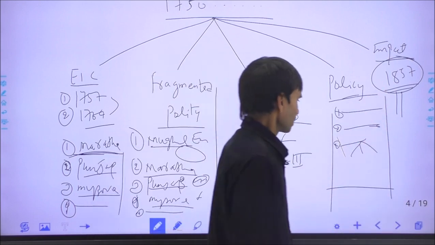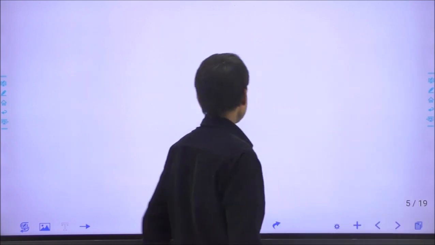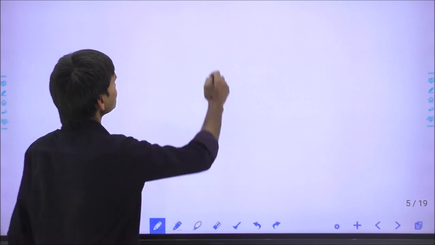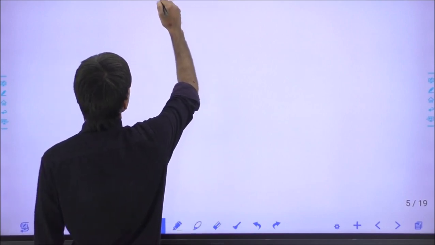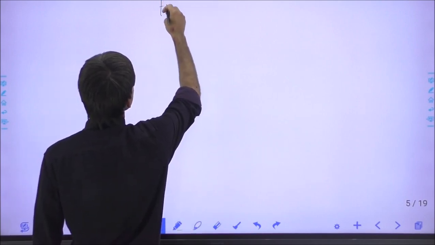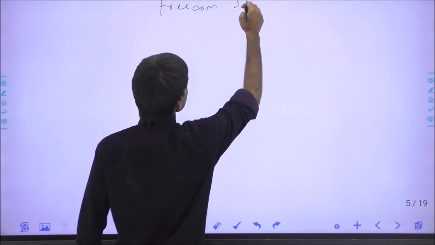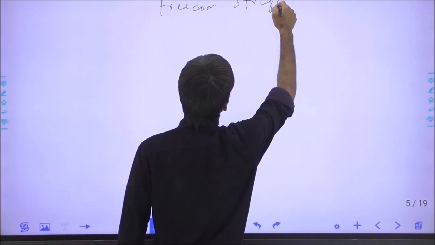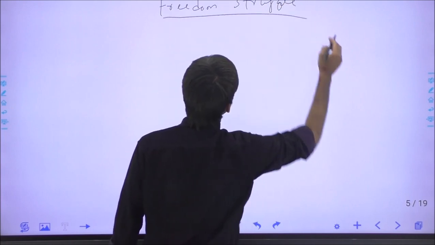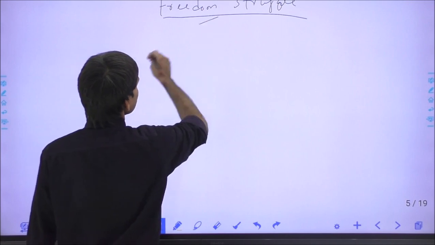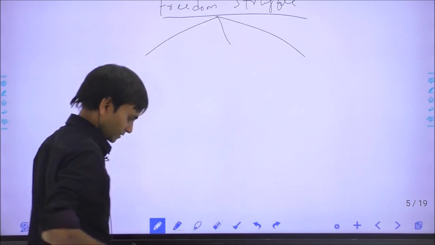Okay, the next is the various stages of the freedom struggle or the national movement. This is the third line of the syllabus. Freedom struggle or the national movement. There are different stages of the freedom struggle or the national movement.